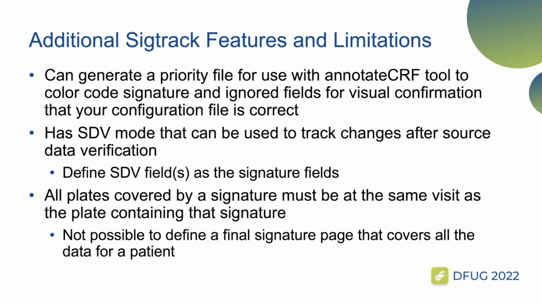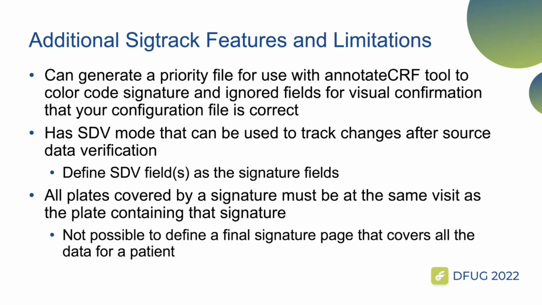So some other SIGTRAC features and limitations. It can generate a priority file. Last year I talked about a tool called annotate CRF, and it allows you to color code fields based on priority. So you can have fields that are really important for the site to get filled out correctly, and things that are not as important. The SIGTRAC file can create a priority file that you can use with the annotate CRF tool to show you which fields your configuration file thinks are signatures and which fields it thinks should be ignored, so you can visually confirm that your configuration file is correct.